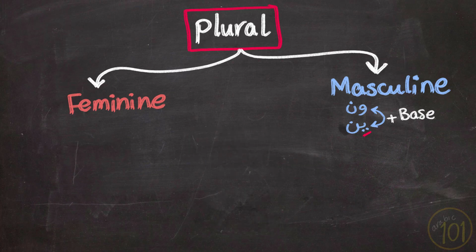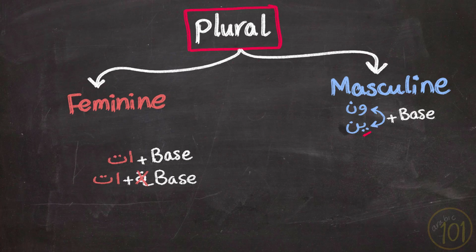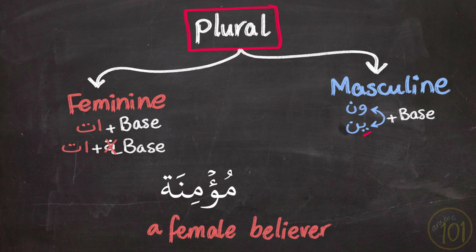When you want to turn feminine nouns into plural forms, you will add alif and ta at the end of the base form of the word. And if the noun ends with ta marbuta, which is almost 99% of the feminine nouns in the Holy Quran, then you will remove the ta marbuta and then add alif and ta to the end of the noun. So for example, the word mu'mina means a female believer. If you want to turn it into a plural form, you will remove the ta marbuta and then add alif and ta to the end of the word.